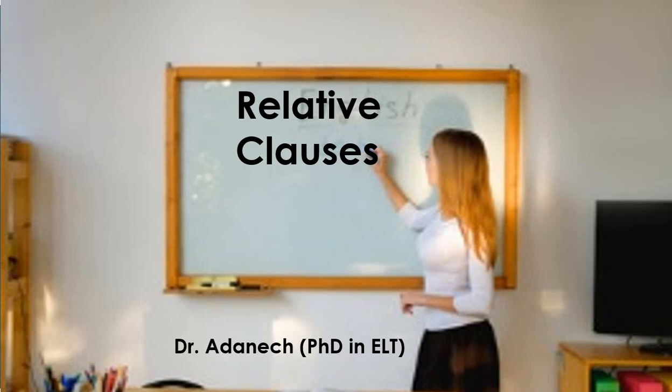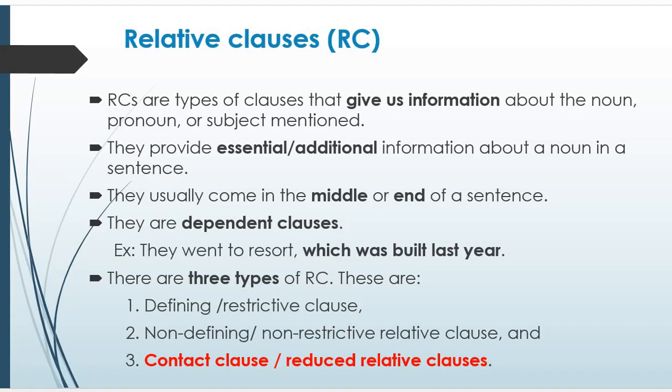Today I want to share with you about relative clauses. Let's get started. Relative clauses are types of clauses that give us information about the noun, pronoun, or subject mentioned. They provide essential or additional information about a noun in a sentence. They usually come in the middle or end of the sentence. They are dependent clauses. Dependent clauses cannot stand by themselves like a sentence, or like an independent clause.